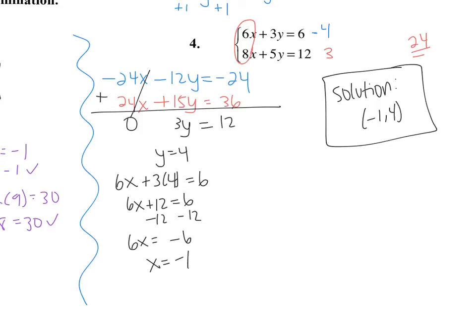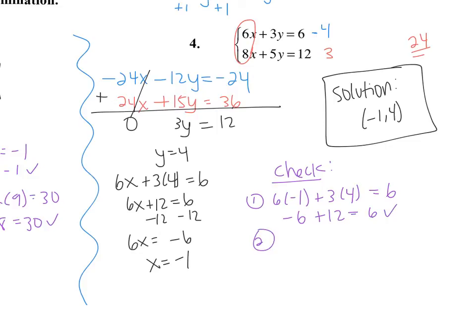Last thing that we need to do is check that answer. Yes, I'm going to be making sure that you check your answer for every single problem. So on the first one, I have 6 times negative 1 plus 3 times 4 equals 6. So negative 6 add 12 equals 6. Yes, that checks out. Second one, 8 times negative 1 plus 5 times 4 equals 12. So this is negative 8 add 20 equals 12, which also checks out.